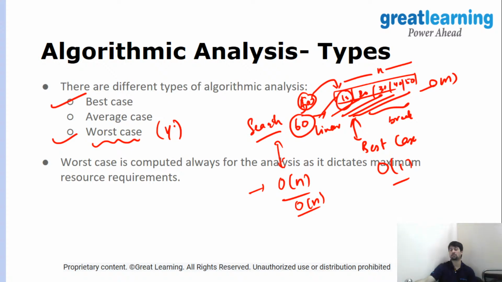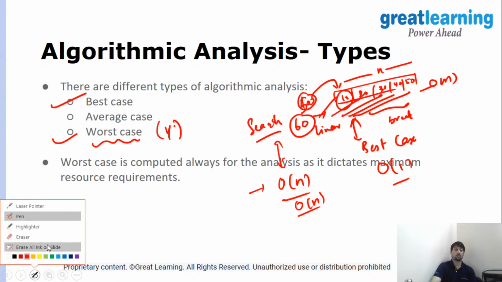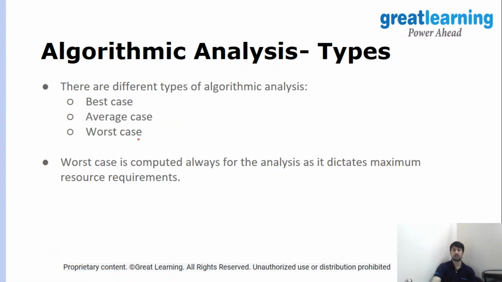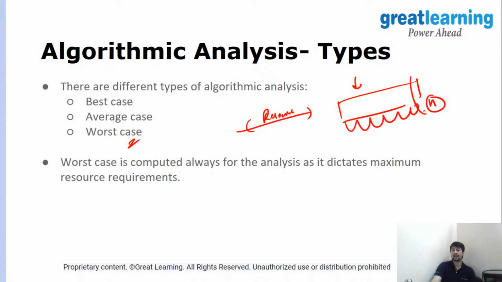So let me just clarify it. You always talk about the maximum resources that you are going to use. In this case, the maximum time that you require, or the maximum resources that you use while performing this linear search on this particular array, is n. That means you will go through all the elements. It's not about making mistakes. It's about how long it takes in the worst case to find the element. So in the worst case, the number of iterations or unit operations you're going to perform to find that element is big O of n. You always talk about worst cases, the maximum utilization of your resources. The worst case is always computed for analysis as it dictates the maximum resources required.